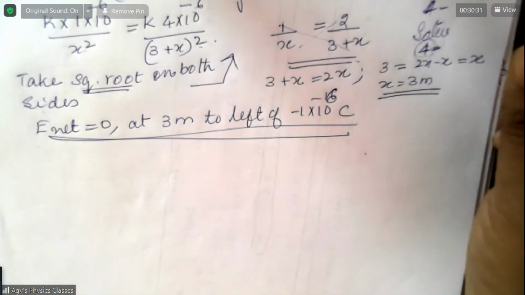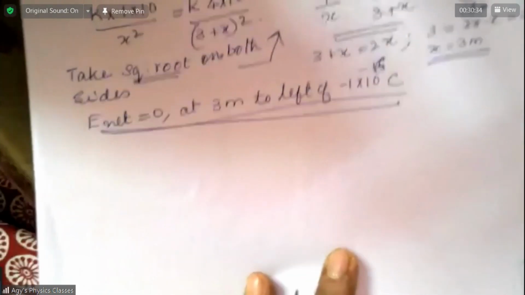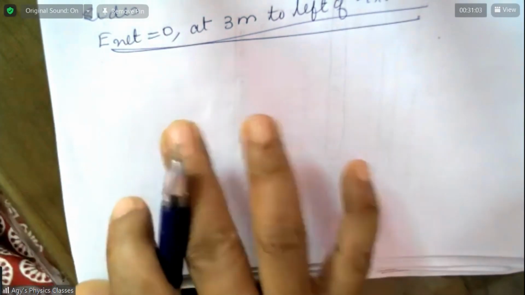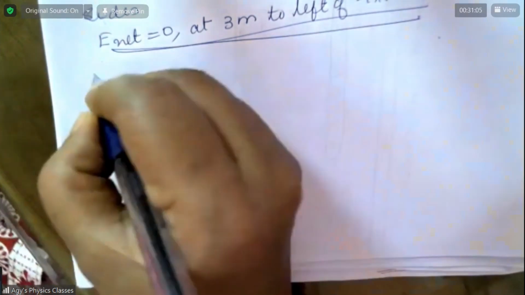Now I will give you another question. Shall I give you another question now? If you've got time, let's do it now. Do you have time now? If you don't have time, then you can do it as homework, but you write this question down. Very, very important question.